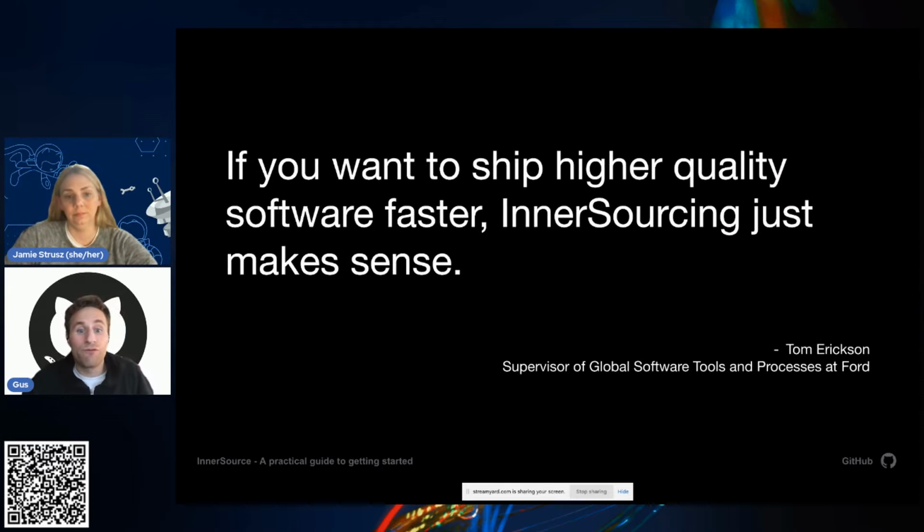So we have Tom Erickson here from Ford. He said, if you want to ship higher quality software faster, inner sourcing just makes sense. Ford moved away from using waterfall, and InnerSource wasn't the original objective, but they actually started talking about code reuse, and InnerSource then spread through those ideas of reusability. And now they don't just share InnerSource methods, they actually have scrums to work together across teams. So it's this cross-pollination that's really happening.